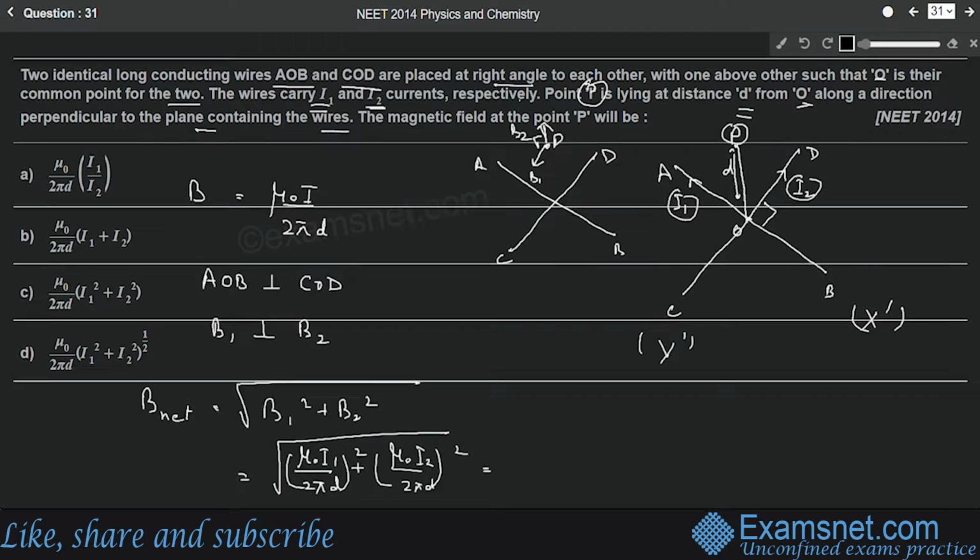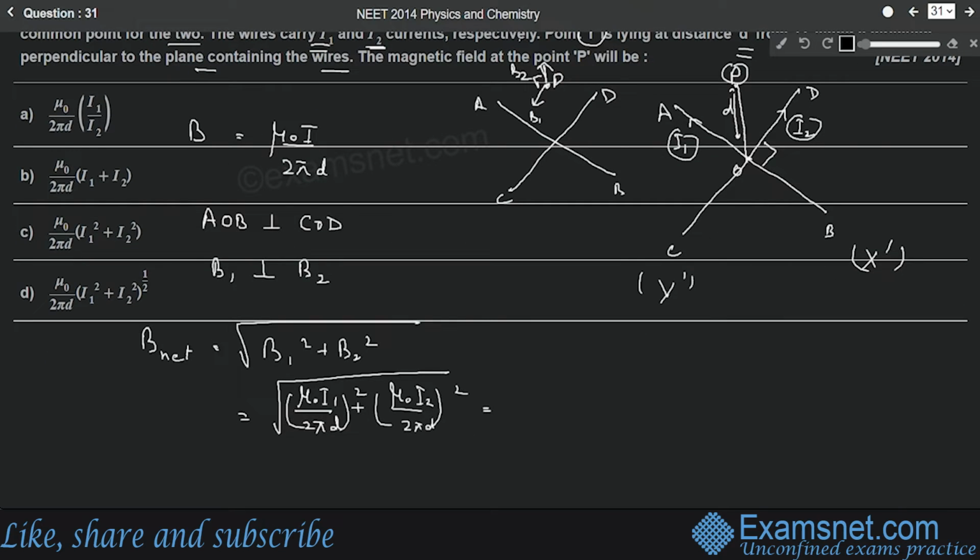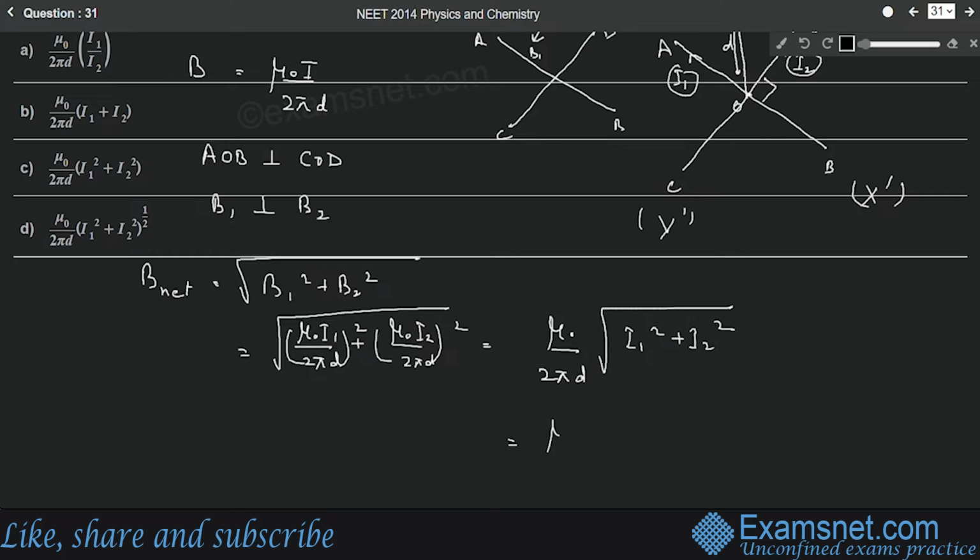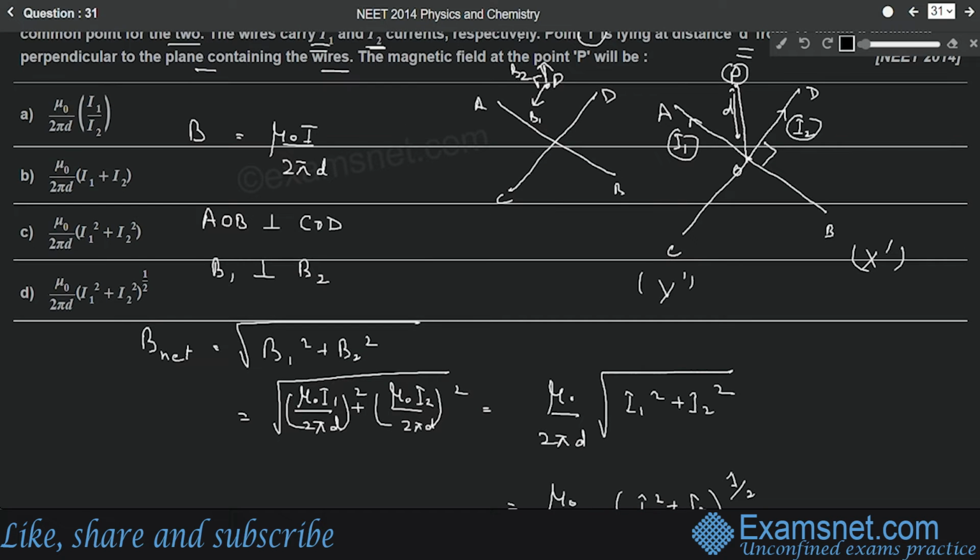Since mu naught by 2 pi d is common, we can take it outside the bracket, outside the root. So it will be mu naught by 2 pi d, and under root there will be I1 square plus I2 square. Okay, so we can write it in modified form, that is mu naught by 2 pi d (I1 square plus I2 square) to the power half. Half means root. If you look at the options, the correct option will be the last one. Option number D will be the correct answer.